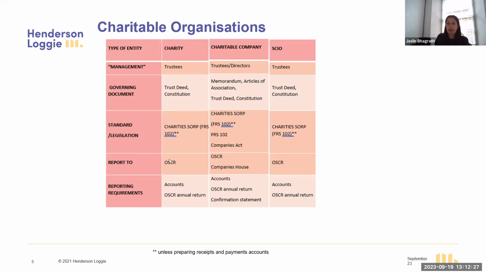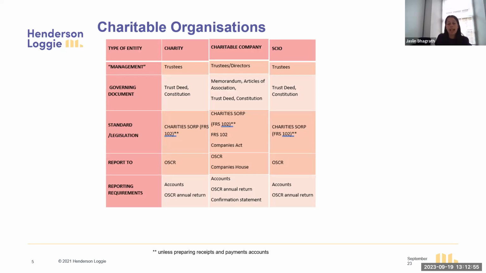As I mentioned, you should all be aware of the fact that each charity will have a trust deed and a constitution, and you should all be aware of what is in them, and hopefully should have read them. Again, a charitable company is slightly different, because as well as being governed by a trust deed and a constitution, they are also governed by a memorandum and articles of association.